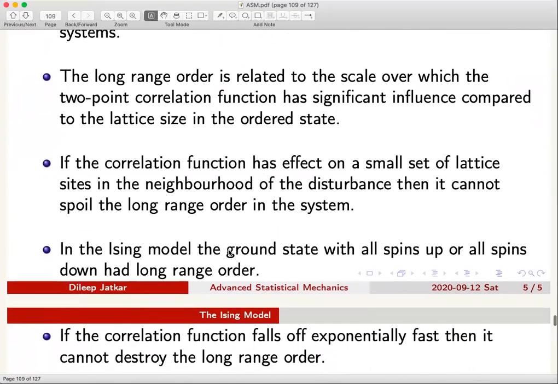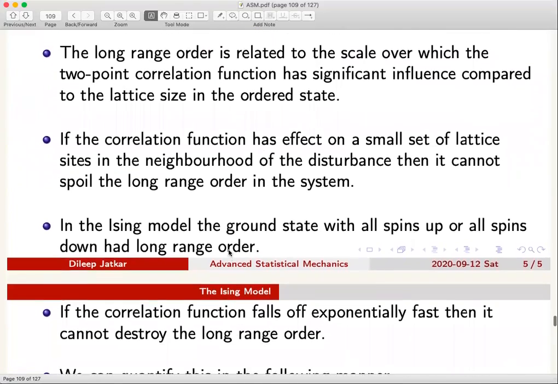Okay, so what we have is that the Ising model ground state is a state with either all spins pointing up or all spins pointing down. In that sense, they have long range order because the entire setup looks the same. Either they are pointing in one direction or they are pointing in the opposite direction.